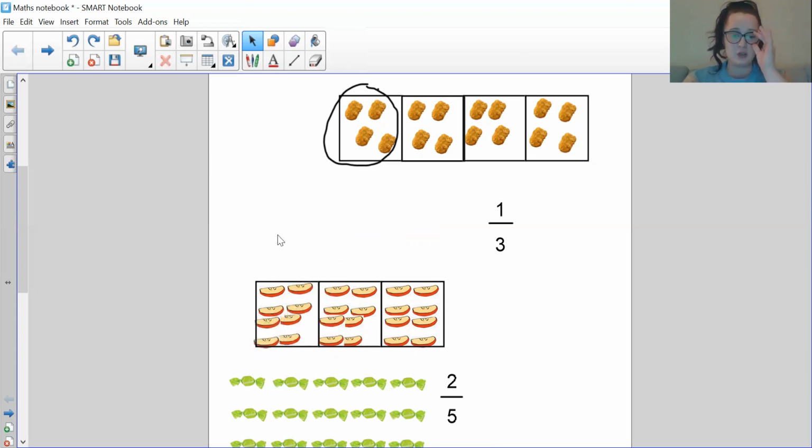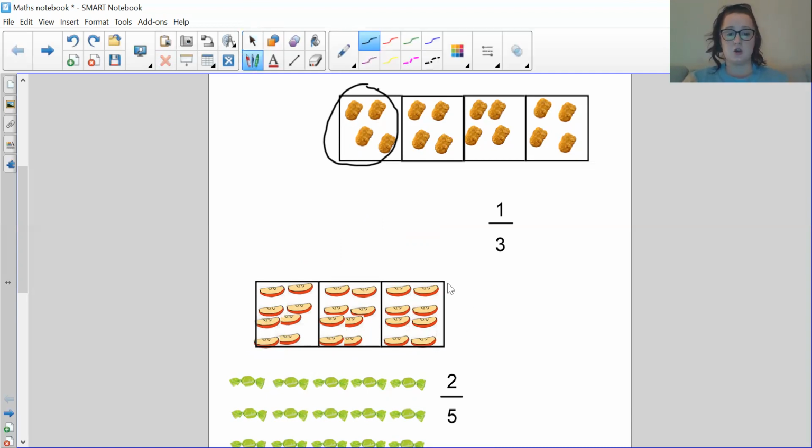There we go. So I've shared my apple slices into 3 different sections, into thirds, 3 parts of my whole. So let's circle one of my thirds and let's see how many apple slices are in there. So remember, it's 1/3 of, can you remember? 24. So 1, 2, 3, 4, 5, 6, 7, 8. So 1/3 of 24 is 8.